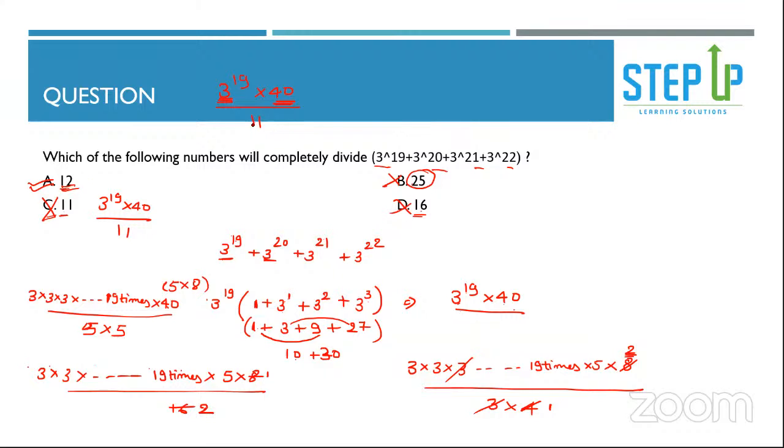But 12 can be written as 3 into 4. And we have plenty of 3's with us. So one 3 will get cancelled directly. So yeah, 12 will be the answer.